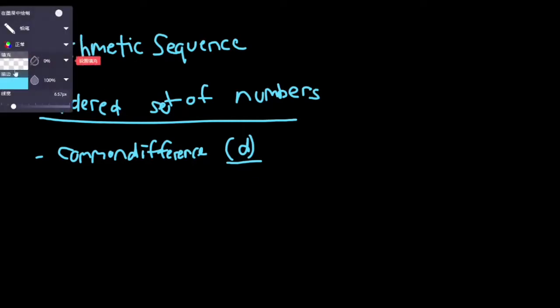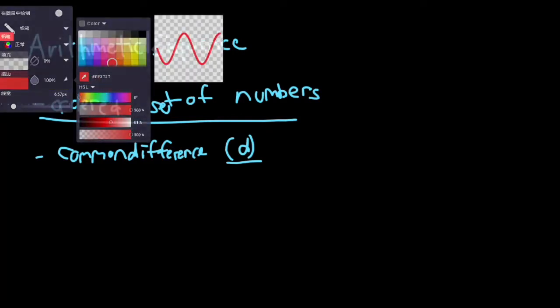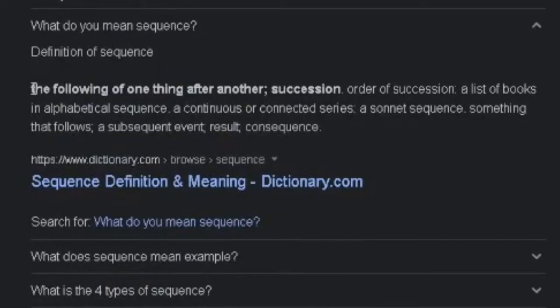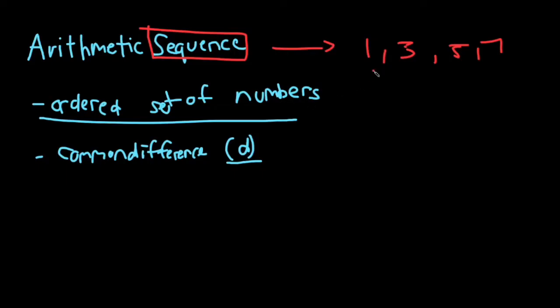So firstly, we have to see what an arithmetic sequence is. A sequence is an ordered set of numbers, and it goes up by a common difference. For example, a sequence can be 1, 3, 5, and 7. Also, another sequence. The meaning of sequence is the following of one thing after another. This follows after another, this follows after another.